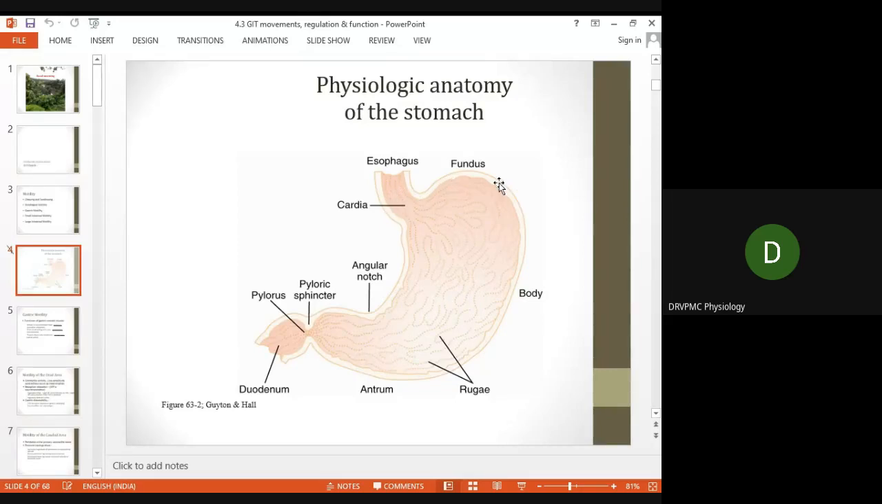Then this is the fundus of the stomach, the body of the stomach, the angular notch, the pyloric sphincter at the lower end of the stomach, the antrum of the stomach, and these are the multiple folds in the mucosa of the stomach, which are called rugae. And this is the duodenum, into which the pyloric sphincter opens.